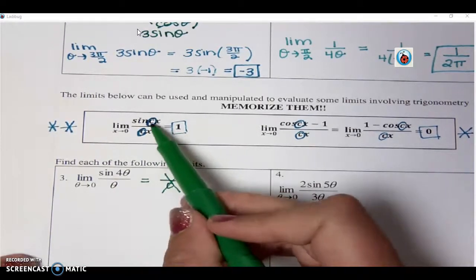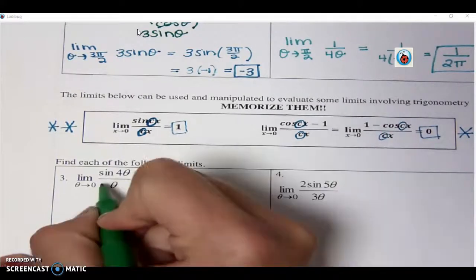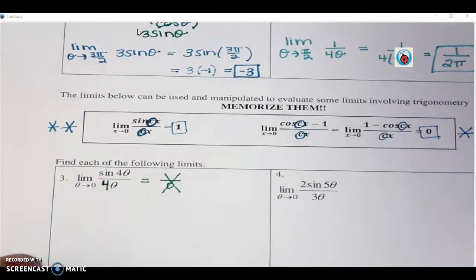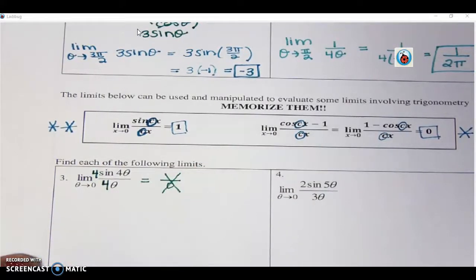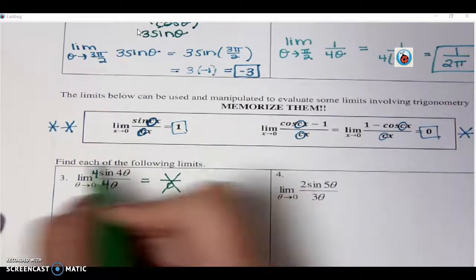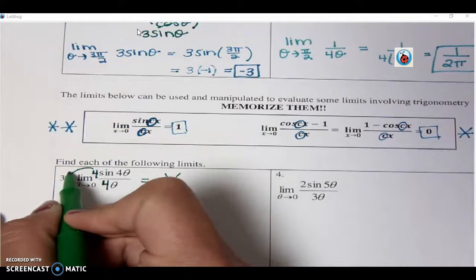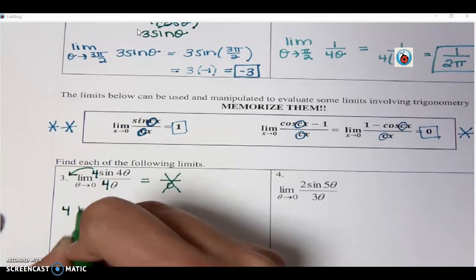This property says if there's a 4 here, there has to be a 4 on the bottom. Well, we can put a 4 there. If you put a 4 in the denominator, you have to put a 4 in the numerator though. So if you put a number in the denominator, you have to put it in the numerator. Remember one of the properties is you can bring the number out front. So I'm going to bring that 4 from the numerator out front.